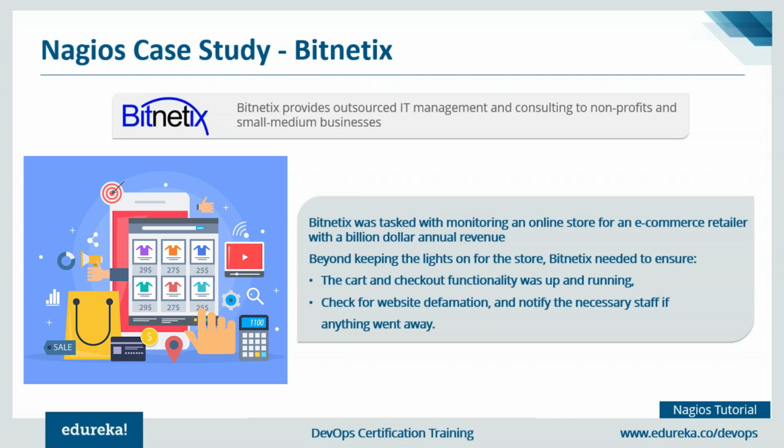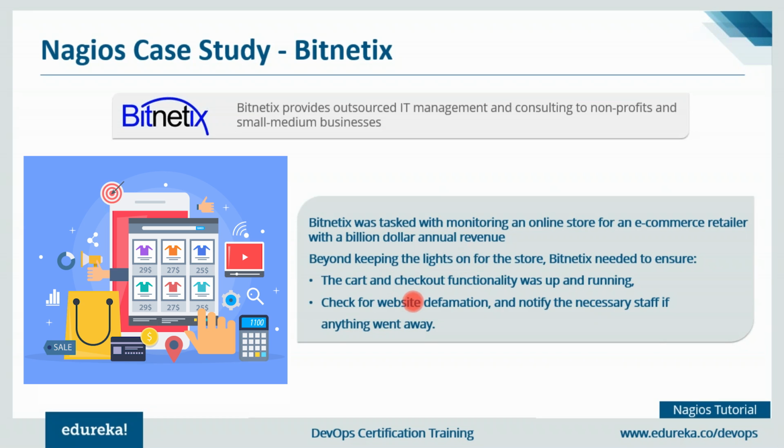This is from Bitnetics, and I found it on the Nagios website itself. So if you want to check out, go ahead and check out their website as well. They have pretty cool case studies. Apart from Bitnetics, there are a lot of other case studies on their website. So Bitnetics provides outsourced IT management and consulting to non-profit or small to medium businesses, right? Now, Bitnetics got a project where they were supposed to monitor an online store for an e-commerce retailer with $1 billion annual revenue. It's huge, guys.